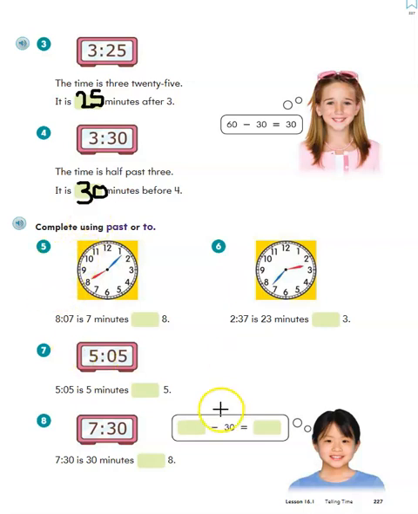Okay, so on these ones, they want us to write past or to. So we have to look at the clock and figure out, is it past or to whatever number they're giving us. So number 5 says 8:07. Oh, they're telling us the time right there. Okay, 8:07 is 7 minutes blank 8. So we have to figure out, is it 7 minutes past 8 or is it 7 minutes to 8? Now we can tell it is past 8, right, guys? Because it's 8:07. So this one we're going to write past.